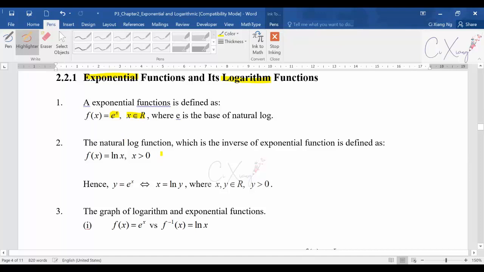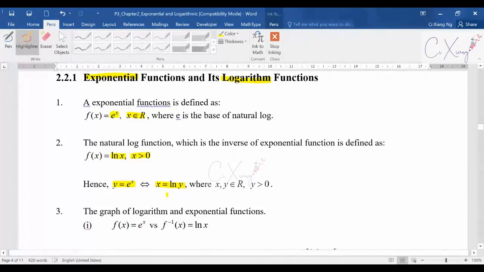Then when you make the e power x into the log function, you will get log x, where log is log base e. You need to know that the x inside the log must always be a positive value. If x is negative, then it's undefined. So you need to know how to change the exponential function to become the log function. I think I discussed this in the previous video already.